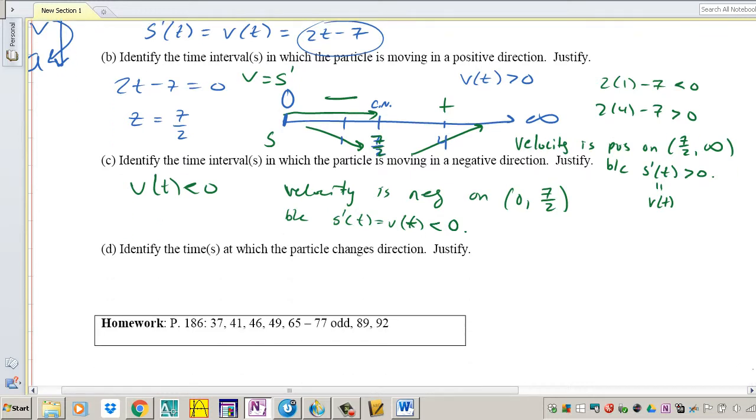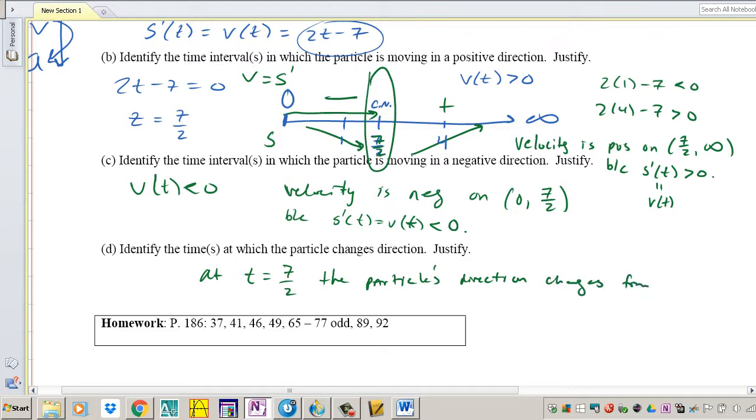Identify the times at which the particle changes direction. Well, it changes direction at 7/2 from negative to positive. So at t equals 7 over 2, the particle's direction changes from negative to positive, and you're done.